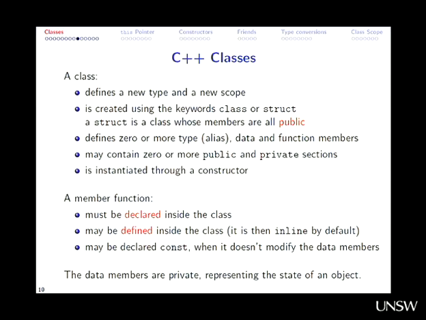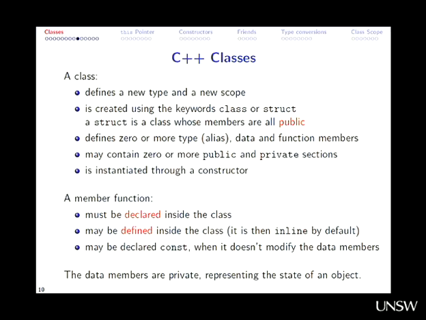It might contain 0 or more public or private sections. Again, by default, a class has everything private, a struct has everything public, but you end up breaking it up into these sections of public and private. And it's instantiated through a constructor. So the object is created through a constructor. Okay, so that's a class.